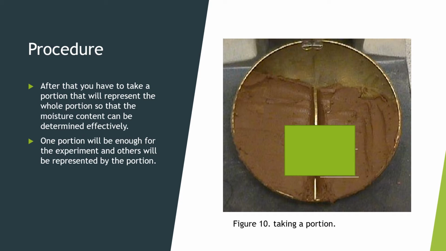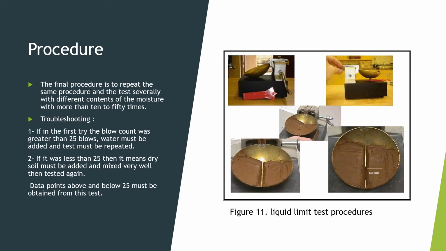After that, you have to take a portion that will represent the whole portion so that the moisture content can be determined effectively. As you can see in figure 10, the triangle is representing the portion that you are going to take in the liquid limit device. The final procedure is to repeat the same procedure and the test several times with different moisture contents, 3 to 5 times.